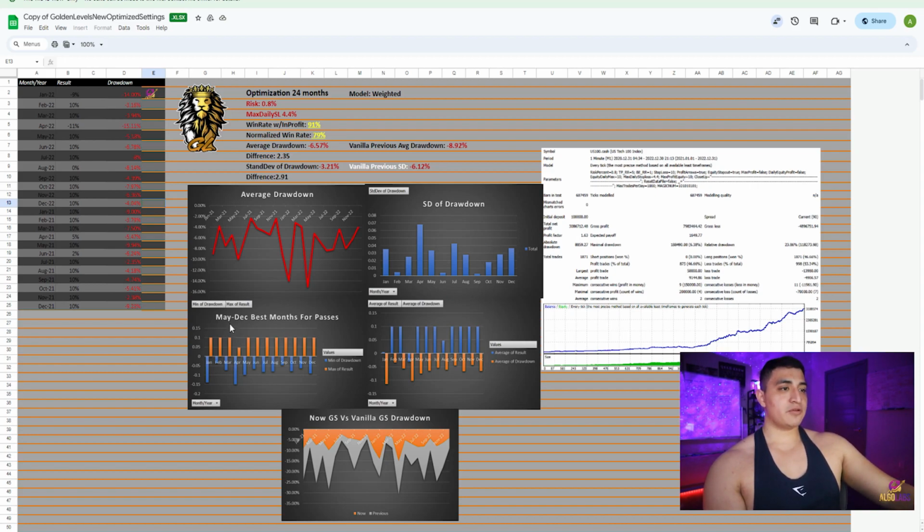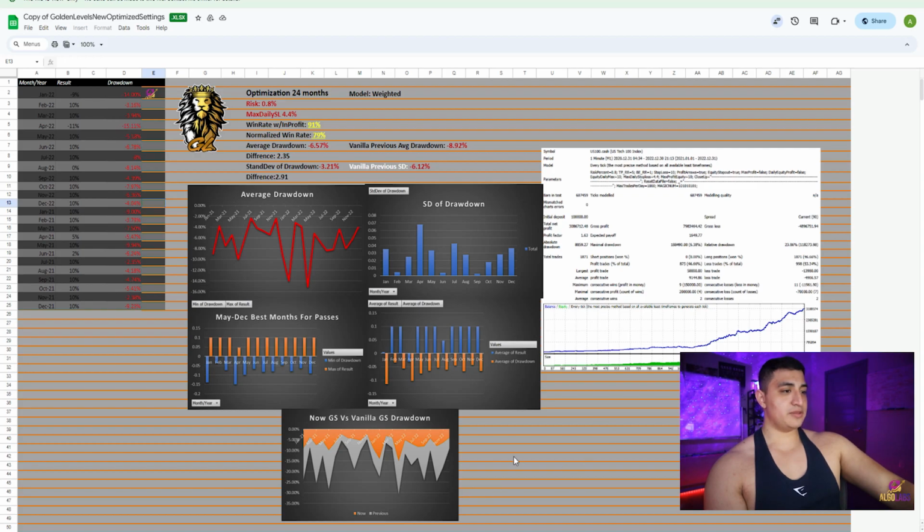So we also went over the May, December best months for passes. Typically we charted out which months have been very consistent in being able to pass challenges, right? So you can see here, May, June, July, August, pretty significant right over here. 0.1 is 10% drawdown right over here. So you can see that within June, July, August, September, October, November, December, it was relatively close to the 10%, but they were all relatively passes here.